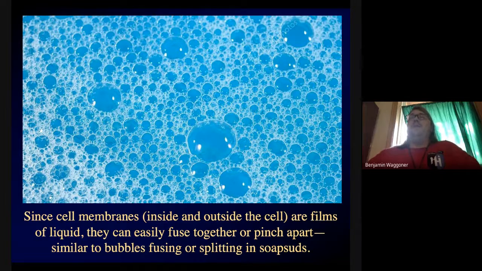They can pinch apart, like one large bubble dividing into 2, which you might see if you've ever blown bubbles with a bubble wand. They're these permanent liquid films that can join and rejoin and split. Okay, great.